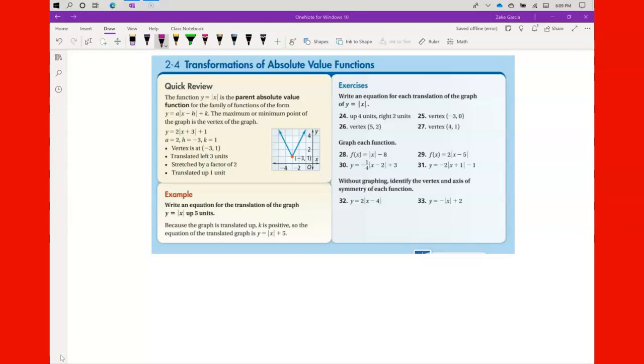And 24, we have up 4 units and to the right 2 units. So it's going to be to the right. So we know that our vertex is going to be 2, 4.